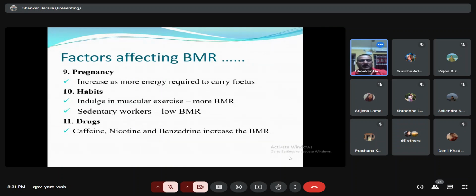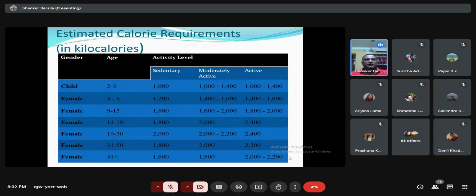And drugs, I think nobody is consuming drugs in your batch. And if people are using more caffeine, nicotine, and benzedrine, that may increase the BMR. Okay, because the BMR would be increased. So here are some energy requirements. We just don't go through the whole table.